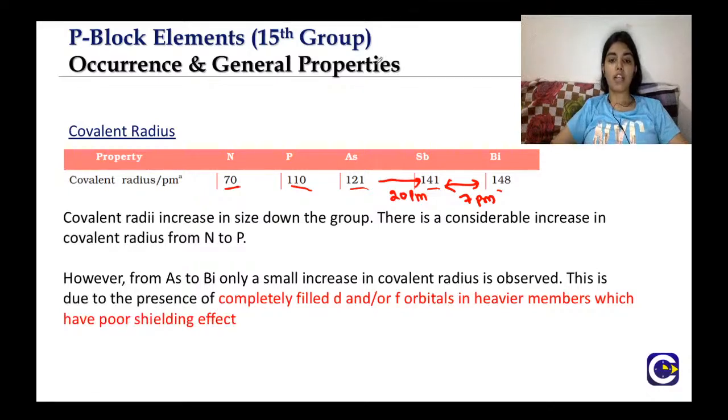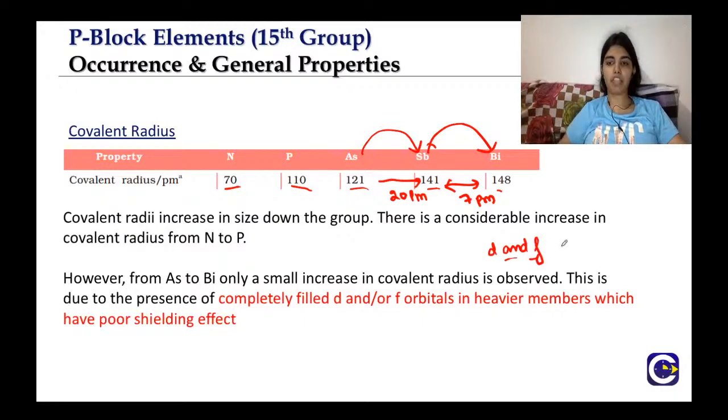Why? Going from arsenic to antimony and antimony to bismuth, d and f orbital electrons start filling up, which are very poor shielders. Due to the poor shielding, the outer s electrons are more attracted by the nucleus itself, which causes contraction. Therefore the increase is less as we move down the group.